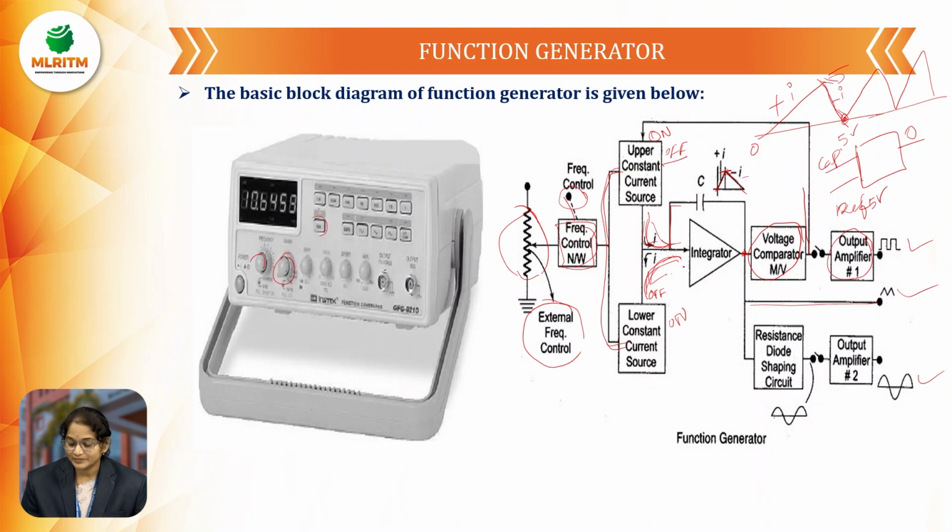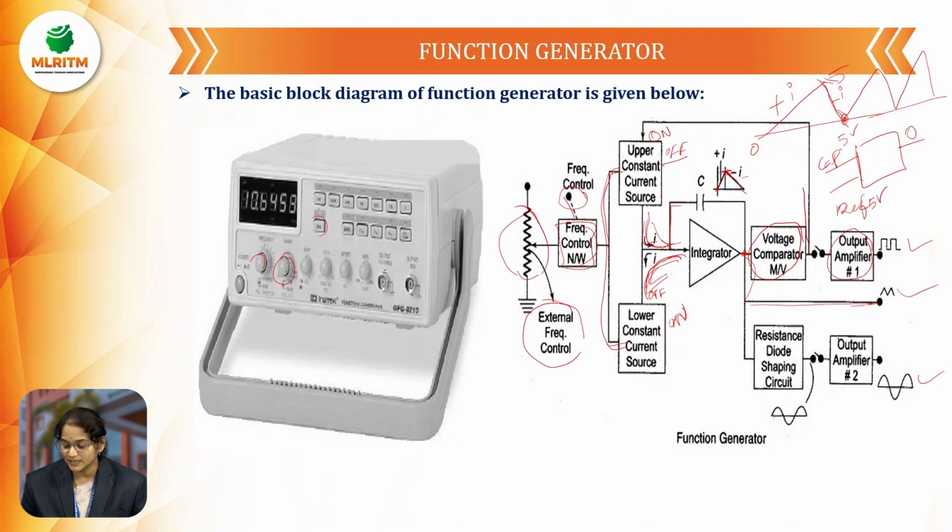At that time, the current is discharging. The current is taken from the integrator, up to a certain level, whenever the capacitor voltage reaches the reference voltage. That output is directly given to the triangular level.